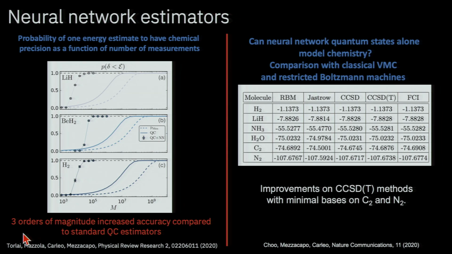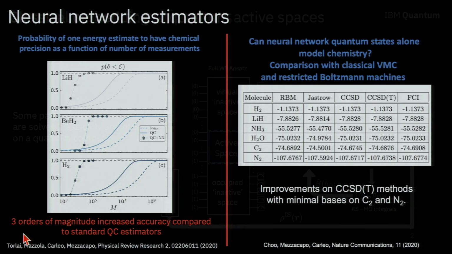Again, here's another example where classical computation can come to the rescue by improving the precision of these estimators for quantum observables.